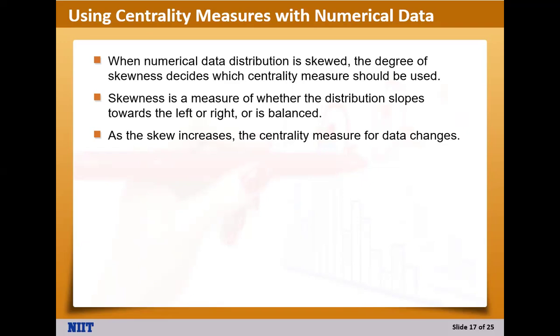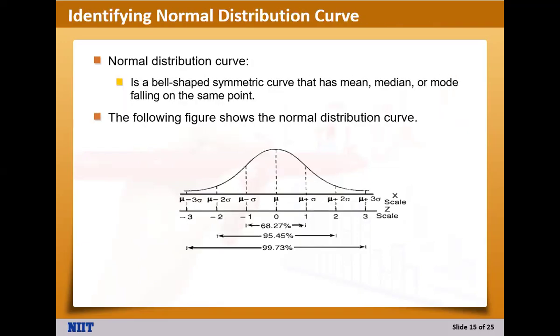Now, skewness is a measure of whether the distribution slopes toward the left or right or is balanced. When you talk of skewness, it can slope towards the left or to the right. As the skew increases, the centrality measure for data changes. Unlike this, where everything falls together, by the time it begins to skew, all the centrality measures will begin to change. The values will not be the same again.